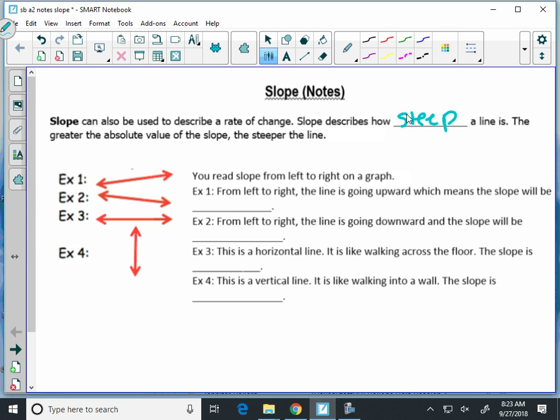You read slope from left to right on a graph. We do that a lot in math. We always go from left to right for the most part. There's some instances where we don't. Most of the time we go from left to right, just like you would read a sentence or your book.